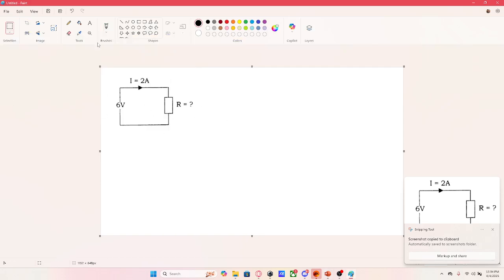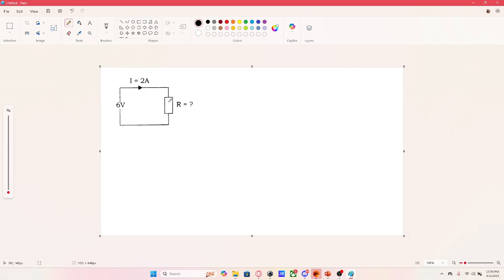Okay, we have this diagram showing 6 volts. The current is equal to 2 amperes, but we do not have the resistance. There is an equation to find this, and the one we always use is V equal to I times resistor. Okay, this will always be the equation. So we know that V is equal to 6 volts, and then the current is equal to 2 amperes. So the resistor is the one that we do not know.